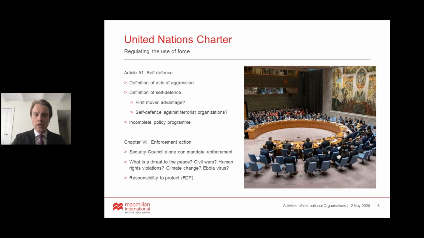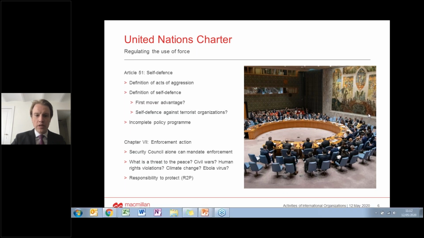The other exception is what the UN Charter calls its Chapter 7 about enforcement action. So while states are not allowed to fight wars against each other, the UN Security Council can mandate the military enforcement of actions, particularly if the UN Security Council sees that there is a threat of the peace ongoing. But then the question really is, what constitutes a threat of the peace?